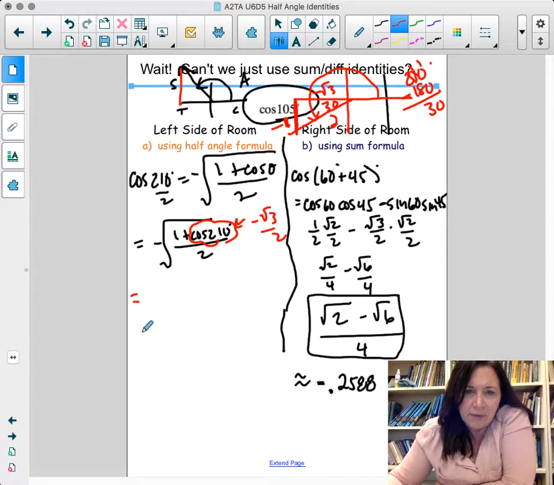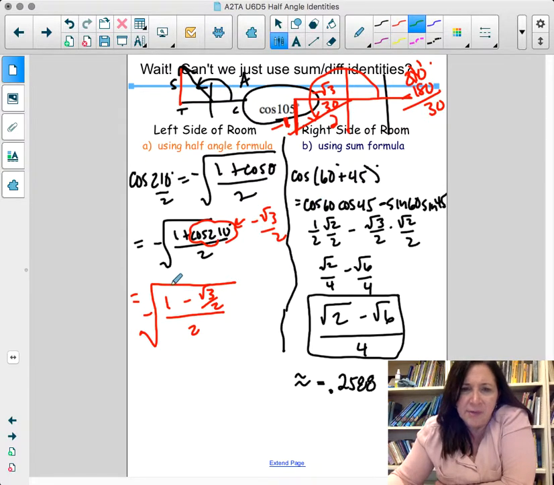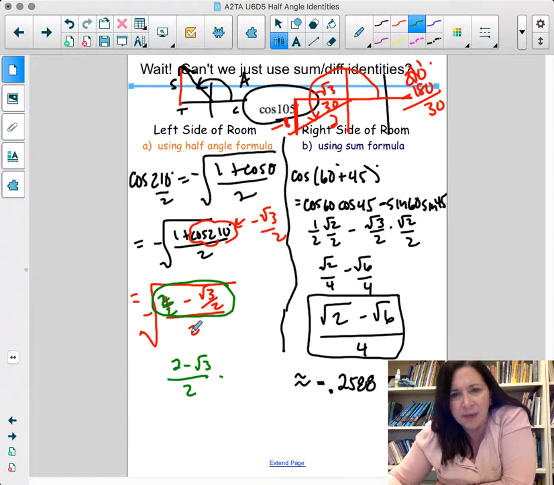So what we have here is the square root of negative, and we have 1 minus the square root of 3 over 2. Now, I need to make this 2 over 2 to combine these. So that'll be 2 minus the square root of 3 all over 2. That's this part. I just did this part right here. Divided by 2 is the same thing as multiplying by its reciprocal, which is 1/2.